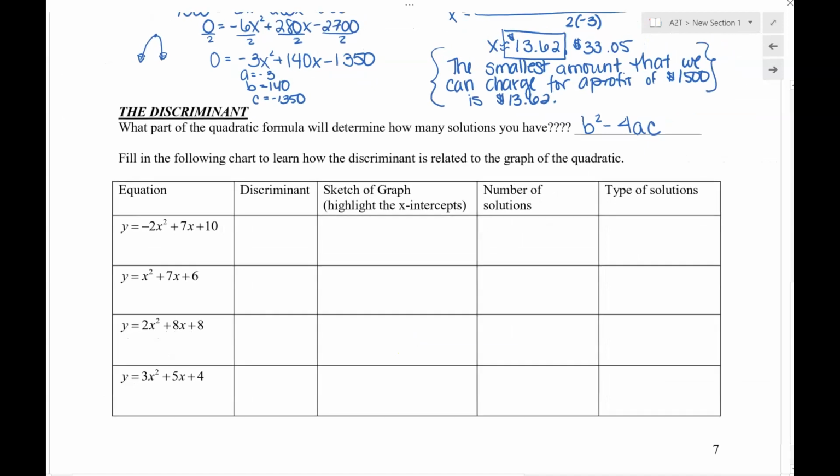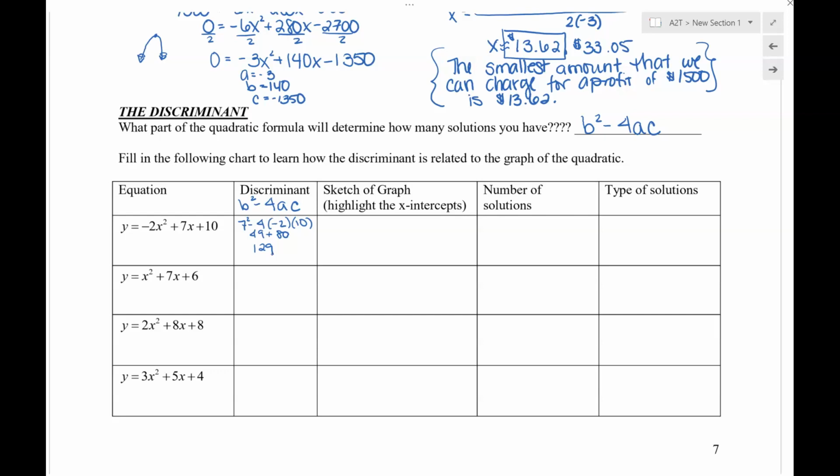Okay, so if we look at 4 different examples, the first one, if we were to use, again, just b squared minus 4ac, that would leave us with 7 squared minus 4 times negative 2 times 10. If we work that out, 7 squared is 49, negative 4 times negative 2 is 8, times 10 is 80, so we end up with 129.